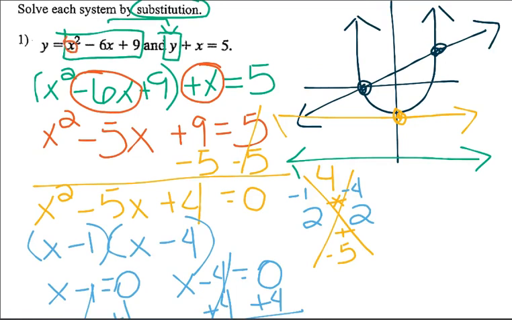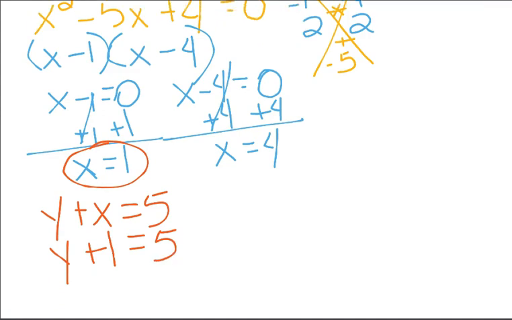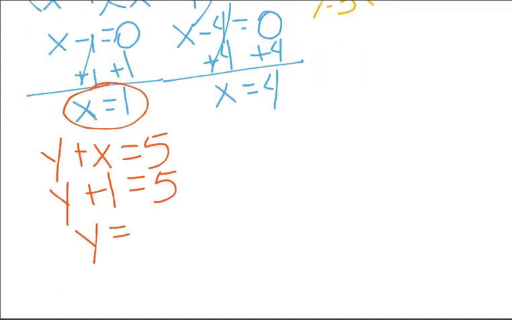Now you can plug it in this equation for the x's or this for the x, which looks like a much easier problem to plug in. So y plus x equals 5. Let's bring that down here. Y plus x equals 5. So for this first one, if I plug in 1, I can see that my y is going to be 4. If I minus 1, I got 4. So my first answer is 1 for the x, 4 for the y.